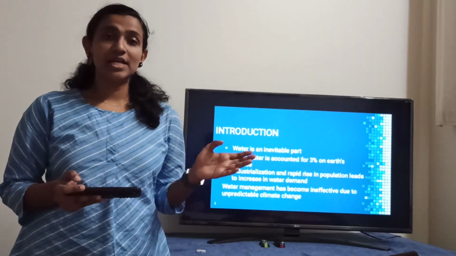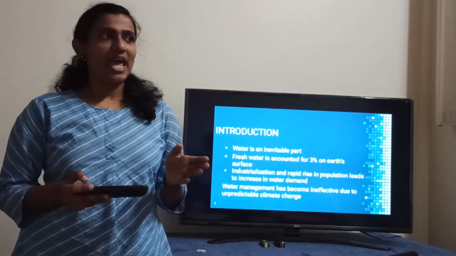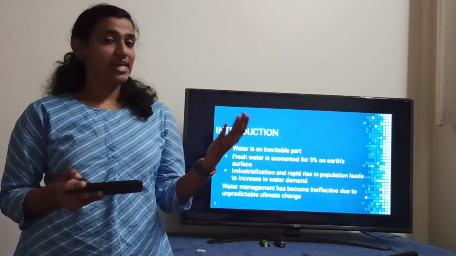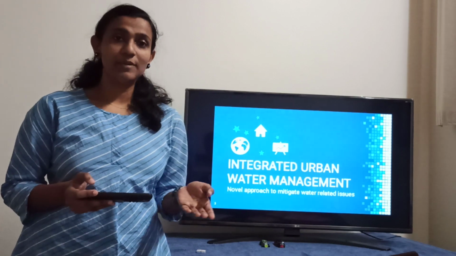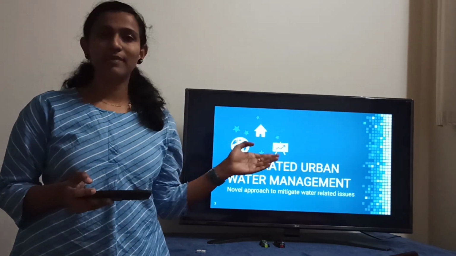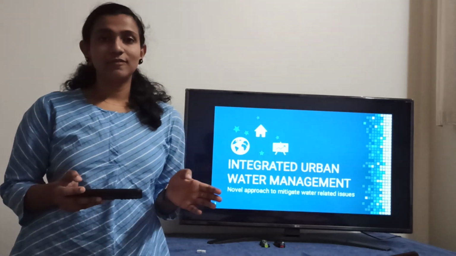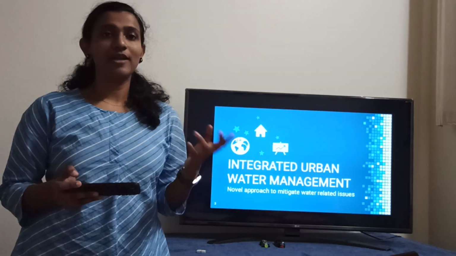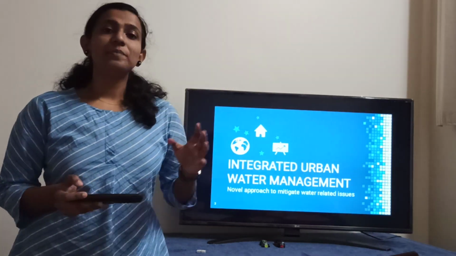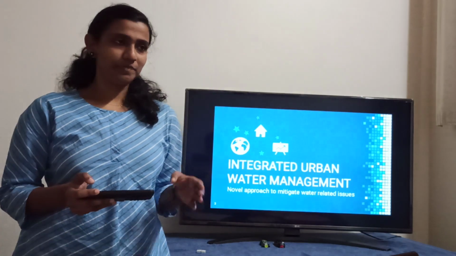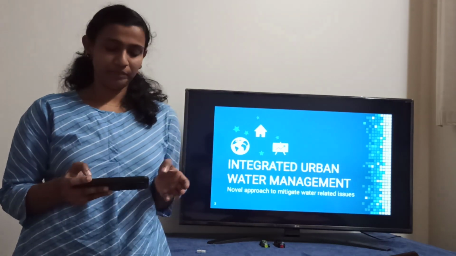Moreover, water management has become inefficient due to unprecedented climate changes. Hence, an effective technology that can mitigate all these issues is the need of the hour. Here comes the importance of integrated urban water management. Integrated urban water management is the combined use of all water resources, which includes rainwater, sewage water, drainage water, etc., and optimal allocation of all this collected water according to the water demand without affecting the ecosystem balance.